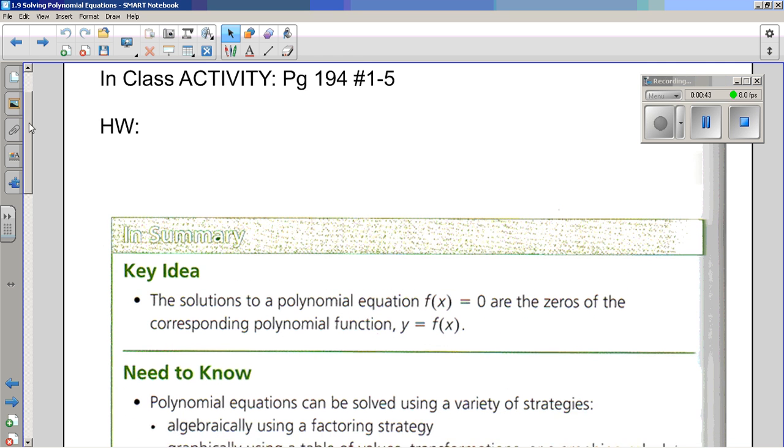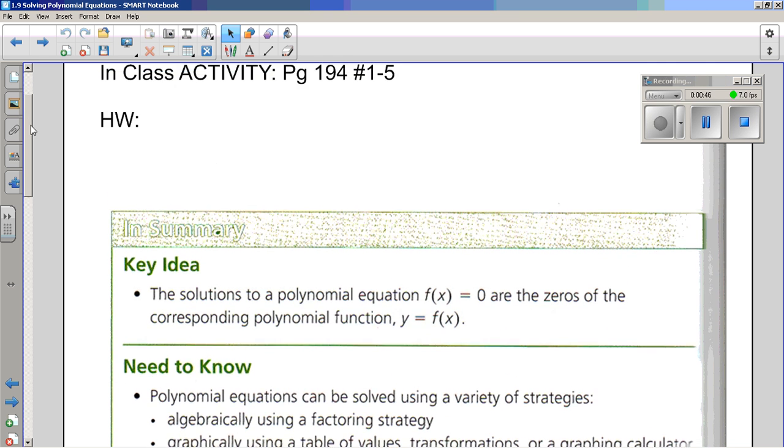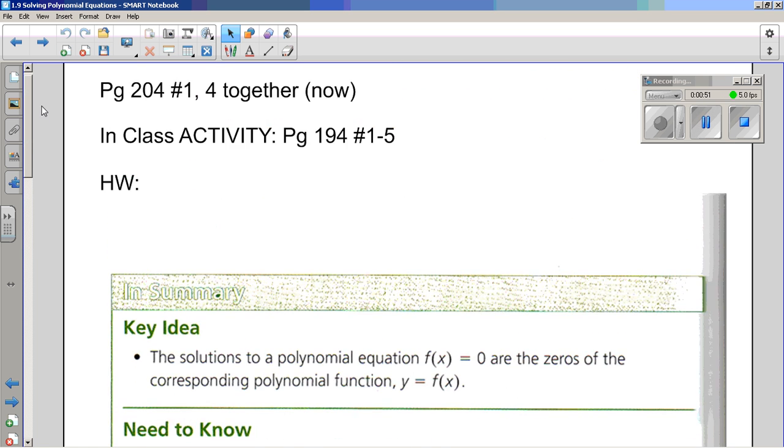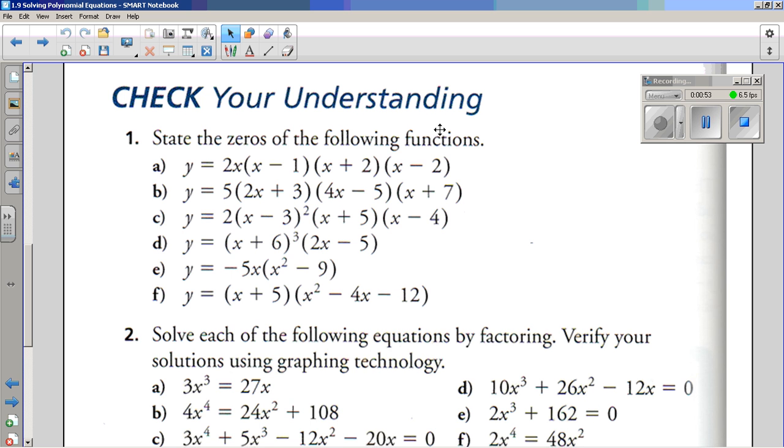And here's the together part. So the together part here is number 1 and 4 from this page. State the zeros of the following functions. Now notice this is a function, not an equation, but the zeros are what we would think of as the x-intercepts. So this is really, really easy, right? We can do this really quickly together in our head. This gives me an x-intercept, a zero, of 2, minus 2, 1, and 0. So here, just listing them off.